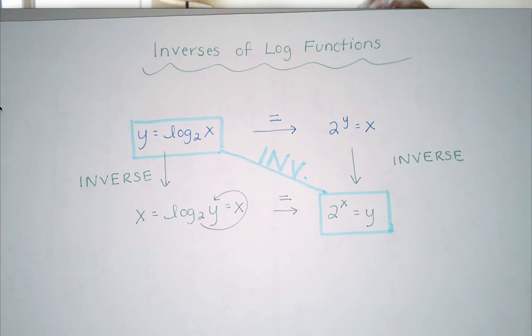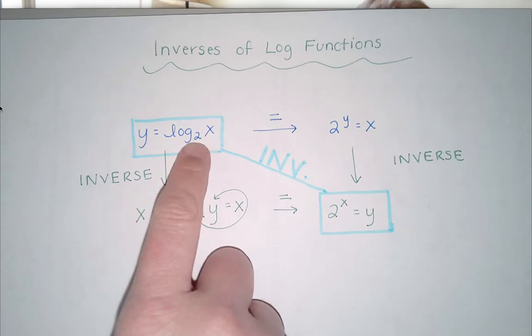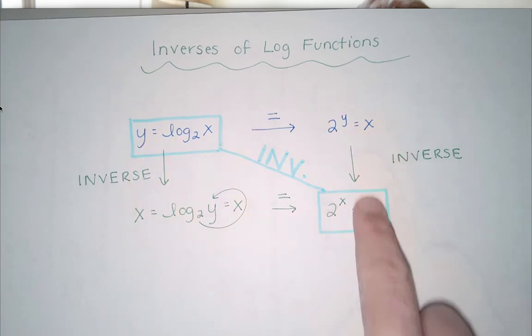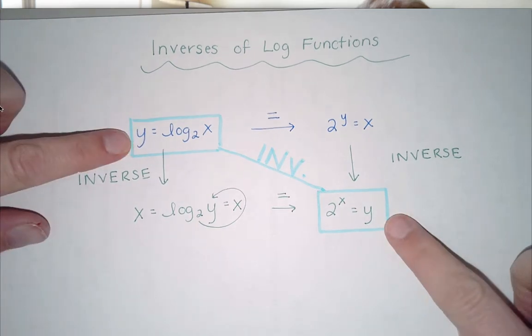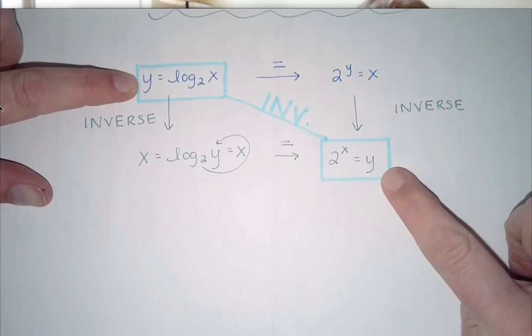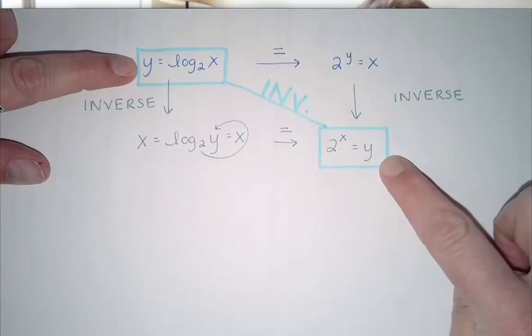I want you to be able to take that shortcut. If I give you a log function, I want you to immediately look at that base and say, I can make an exponential function with that base, and that's going to be the inverse. You can go through this process every single time if you want to, but I really want you to get to the point where you recognize these two things as being inverses of each other, because that means they'll cancel each other out if we need them to.